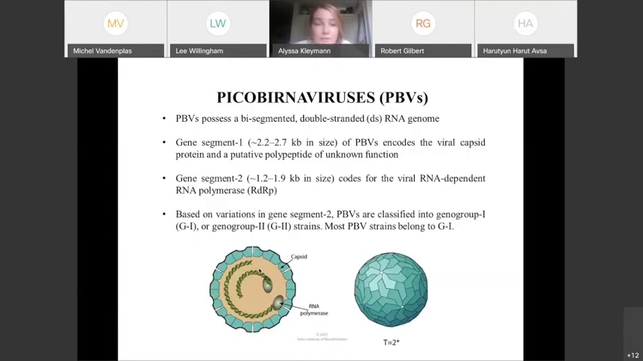To get into the genomic organization of the virus, they possess a bisegmented double-stranded RNA genome, with gene segment 1 encoding the viral capsid protein and a putative polypeptide of unknown function. Gene segment 2 codes for the viral RNA-dependent RNA polymerase, or RdRp. And it is based on the variations in gene segment 2 that PBVs are classified into genogroup 1 or genogroup 2 strains. Most PBV strains belong to genogroup 1.